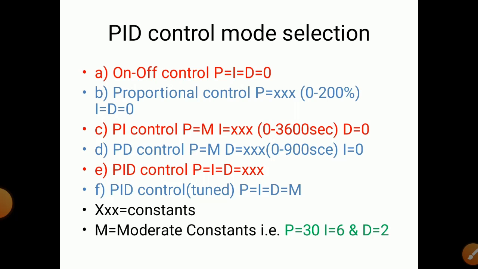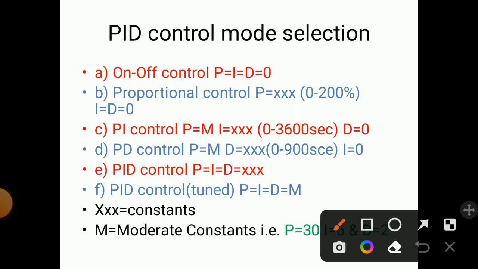Now PID controller mode selection. First is the on off control mode, which continuously switches on and off. In this case the PID values are 0, P = I = D = 0, so it is not actually controlled, it is only on off control mode. Now the proportional controller: I and D are equal to 0, and only the value of P is entered, between 0 to 200%. That is called the proportional control band, 0 to 200%.